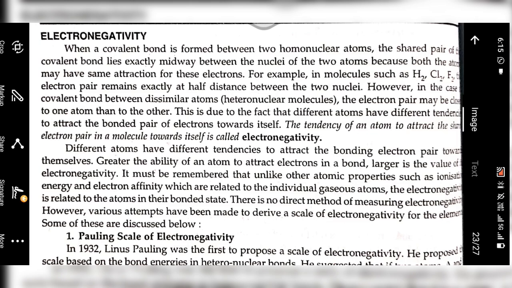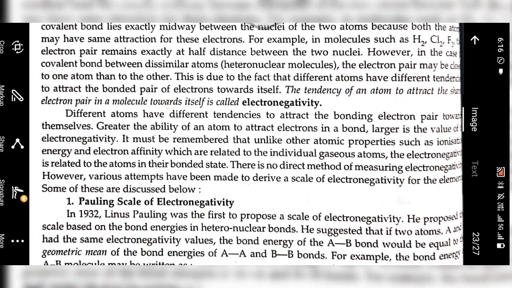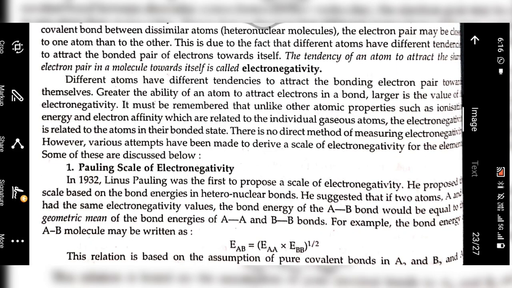It must be remembered that unlike other atomic properties such as ionization energy and electron affinity, which are related to the individual gaseous atoms, electronegativity is related to the atoms in their bonded state. There is no direct method to measure electronegativity. However, various attempts have been made to derive a scale of electronegativity for the elements. Some of these are discussed here. First is the Pauling scale of electronegativity.